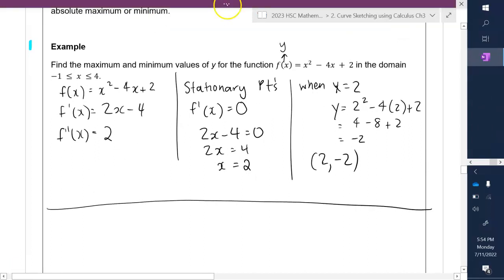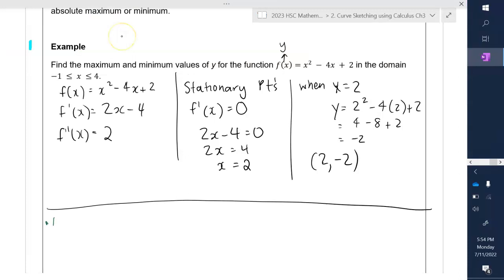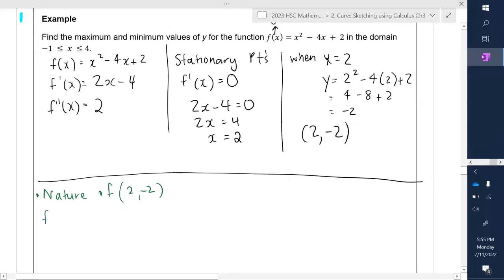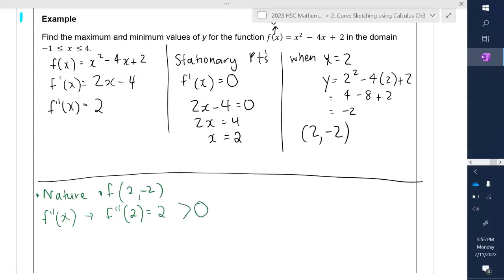Let's figure out what the nature of that stationary point is. So the nature of (2, -2), we are going to use our second derivative for that. Okay, so we're going to find out what f double dash of x is. We actually want to find out what f double dash of 2 is, because we want to know at that stationary point. And I've actually already got that value up here. That equals 2, which is greater than 0. So it's positive. So it looks like this. So it's concave down. Sorry, concave up, not concave down. Concave up. And it's a minimum stationary point.